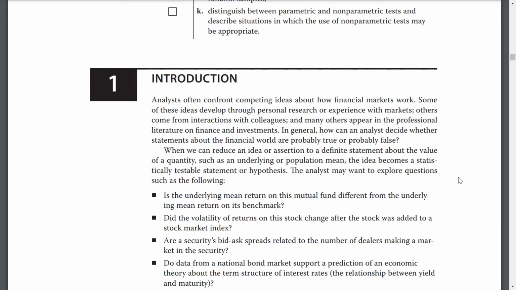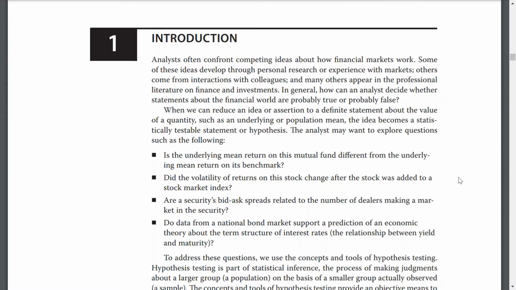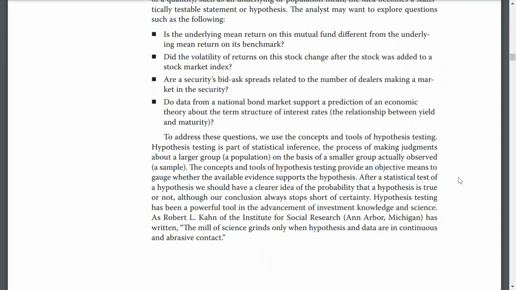Is the underlying mean return on the mutual fund different from the underlying return of the benchmark? Did the volatility of return on the stock change after the stock was added to a stock market index? Are the security's bid-ask spreads related to the number of dealers making a market in the security? Do data from a national bond market support the predictions of an economic theory about the term structure of interest rates, the relationship between yield and maturity? To address these questions, we use the concepts and tools of hypothesis testing.